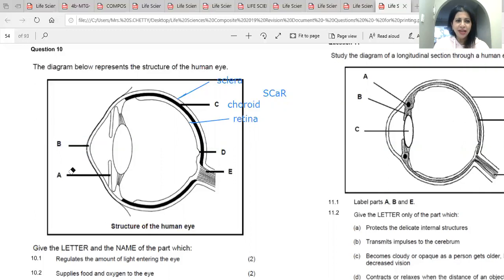Beyond your cornea is a cavity, an area that is filled with fluid. That area is called the anterior chamber. You don't have to know the label, but the fluid here is called aqueous humor, which is a watery fluid which keeps the cornea rounded, very importantly, and also provides nutrition.